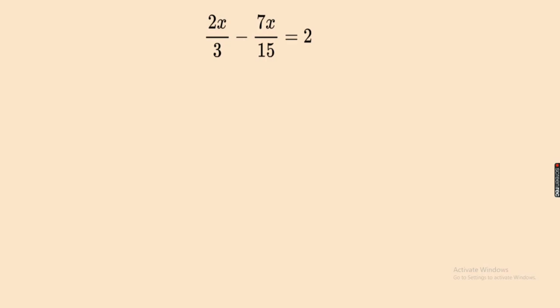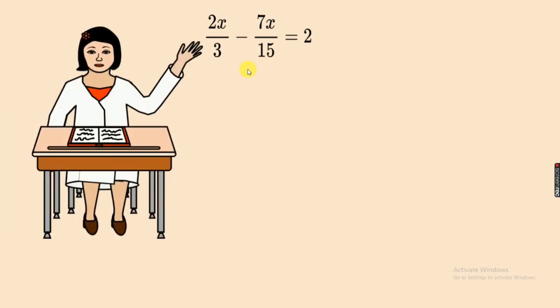Now, here in the denominator, we have 3 and 15. Now, what we can do to remove this denominator? Okay. Either we can take the LCM of 3 or 15. Or the second way could be that let us multiply the whole equation by 15. Okay, if we multiply the whole equation by 15, what we get?